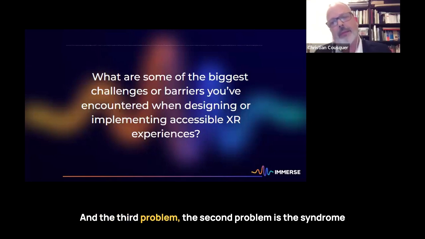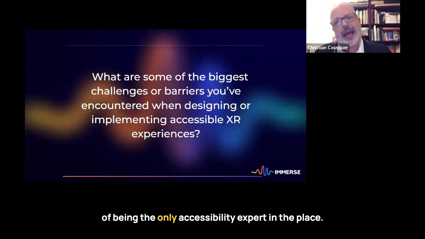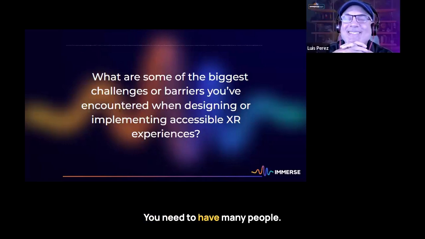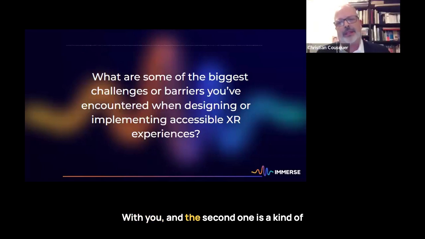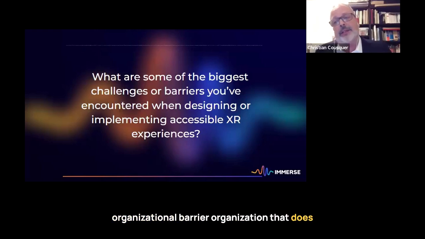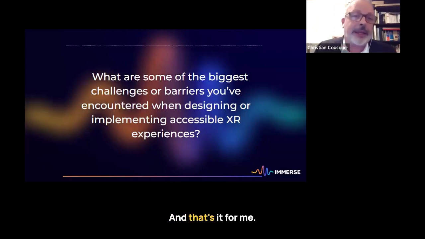And the second problem is the syndrome of being the only accessibility expert in the place. You need to have many people with you. And the second one is a kind of organizational barrier, organization that does not prioritize accessibility at a structural level. And that's it for me.